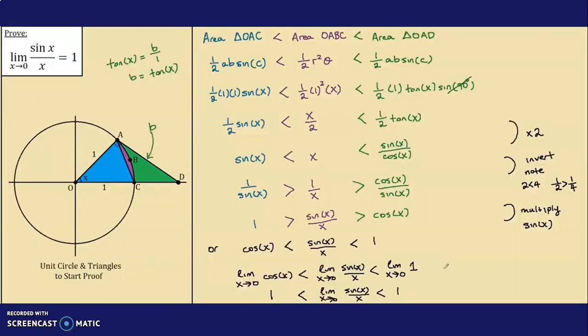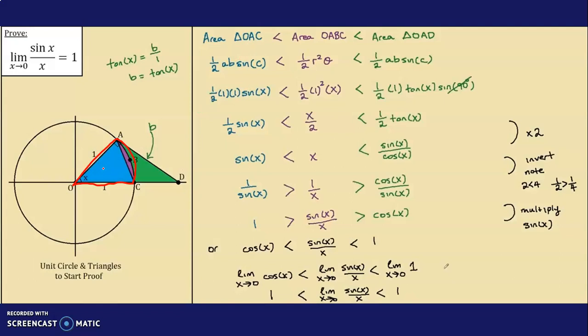All right, so we know that the area of this blue triangle is always going to be less than the area of the sector, which would be the blue triangle plus this little purple section, and that sector would always be less than this triangle that I can draw that would be a right triangle. We're going to call it triangle OAD, so OAD.